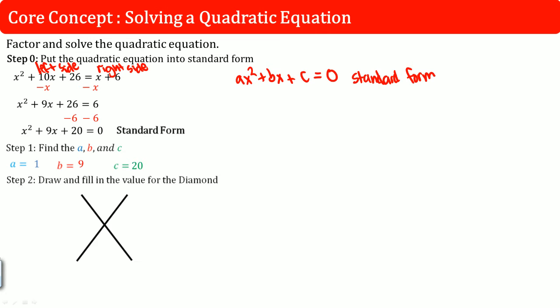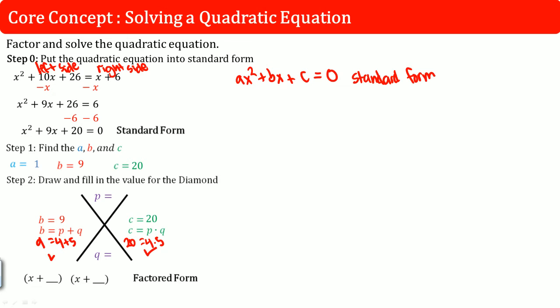Step 2. We draw and fill in the values for the diamond. Our b term goes to the left, our c term goes to the right. Our b term here is 9, and our c term is 20. Now we ask ourselves, what two numbers multiply to make 20, but add to 9? I'm going to check the numbers 4 and 5. 4 times 5 gets me my 20, so that works. 4 plus 5 gets me my 9, so that works. So therefore, my factors are 4 and 5. In factored form, it would be x plus 5 and x plus 4.